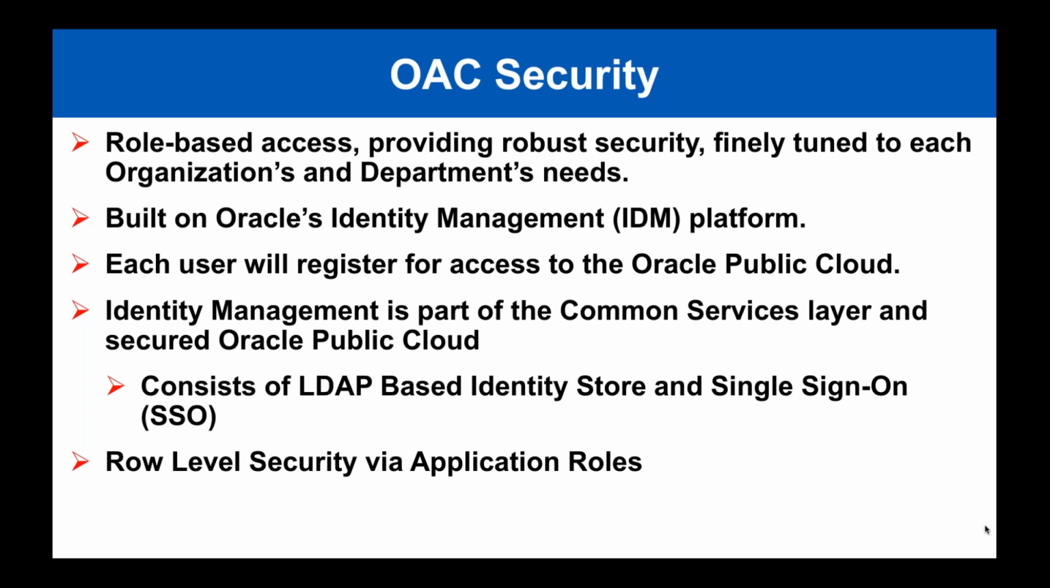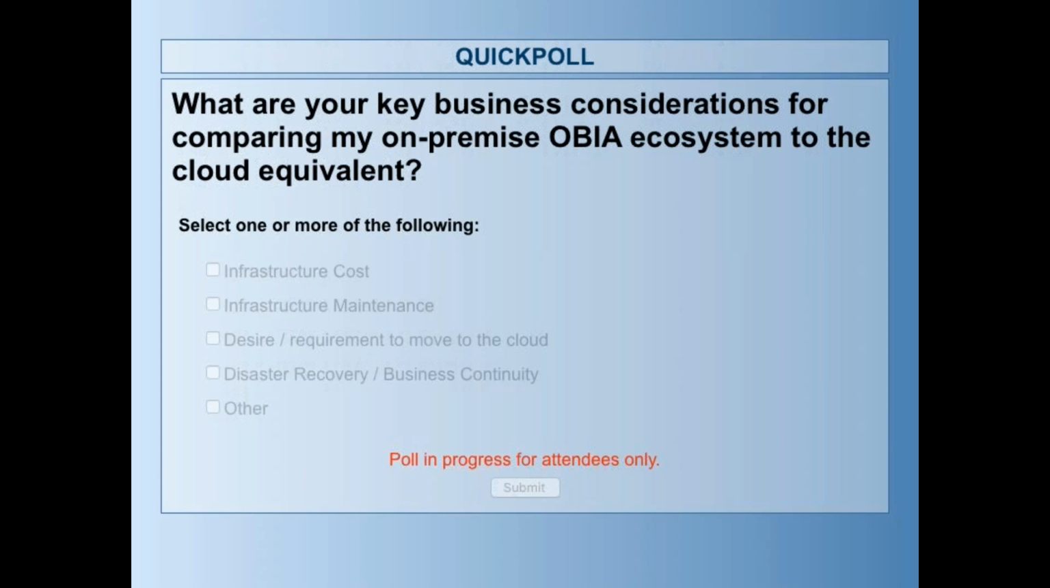It's built on Oracle's IDM platform. Every user will register for access to the Oracle Public Cloud first, and then based on what access they need, the administrator will provide access to them, unless you go the AD route. Identity management is part of the common services layer, and it's secured by Oracle Public Cloud. It consists of an LDAP-based identity store, just like your WebLogic LDAP on-premise, and you can set up SSO. Row-level security, of course, you can set up using application roles.